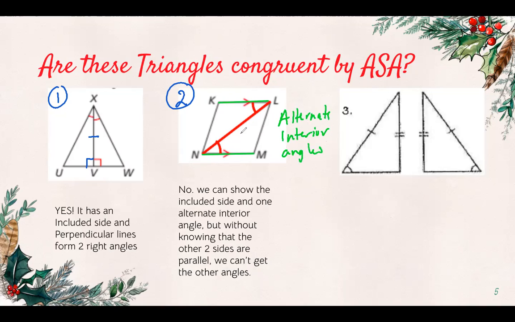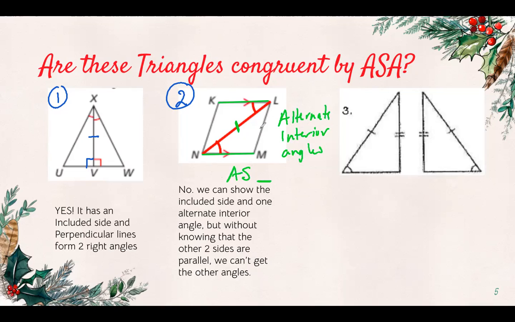So we know we have one set of congruent angles. We also know we have our shared side, but that's only AS. We don't have the third piece. We don't have another angle pair, or we don't have another side pair. So we don't know enough to go with this one.